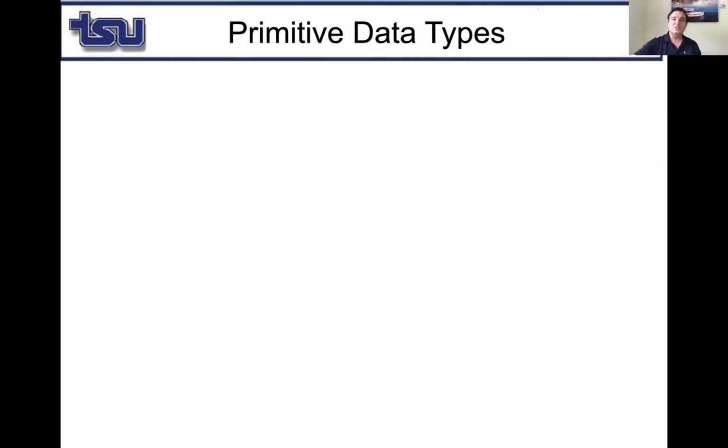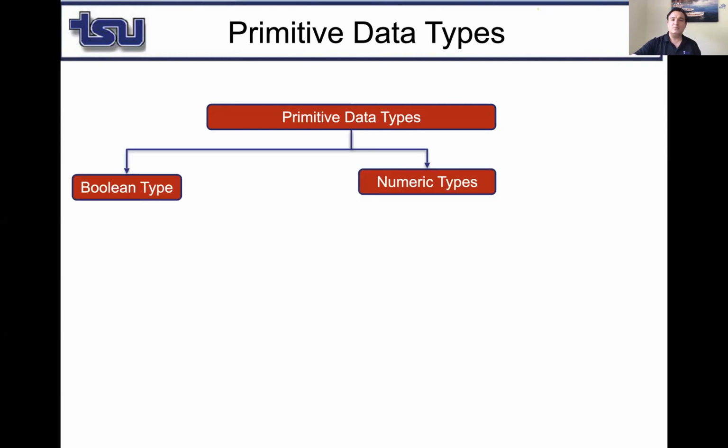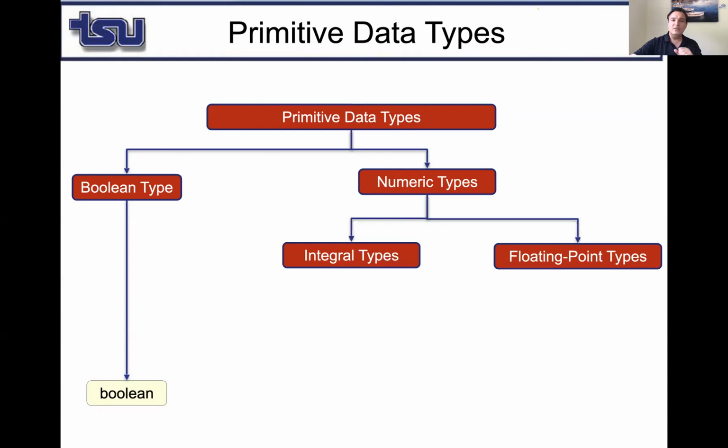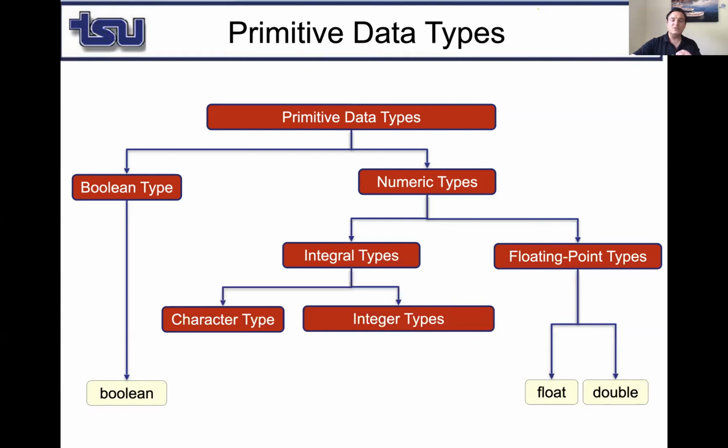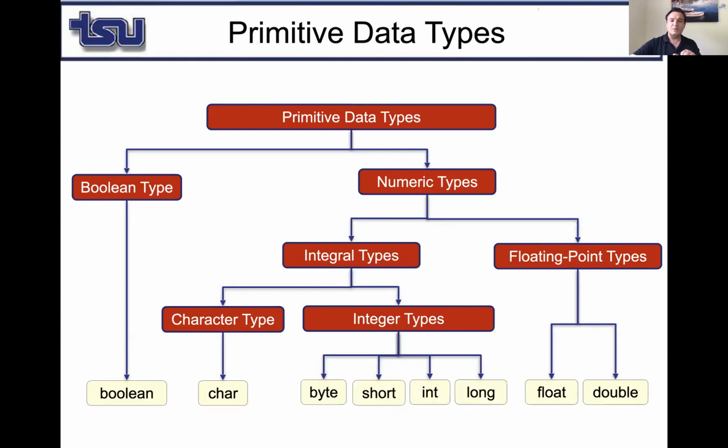Okay, let's do this again. This is important. Primitive data types: Boolean type, numeric types. We have only one data type under the Boolean category, that's Boolean. Numeric types, we have integral types, floating point types. Floating point types are float or double. Integral types are further divided as character type or integer types. Character type is char. Integer types are byte, short, int, or long. So we have 8 primitive data types. Anything else are reference types.